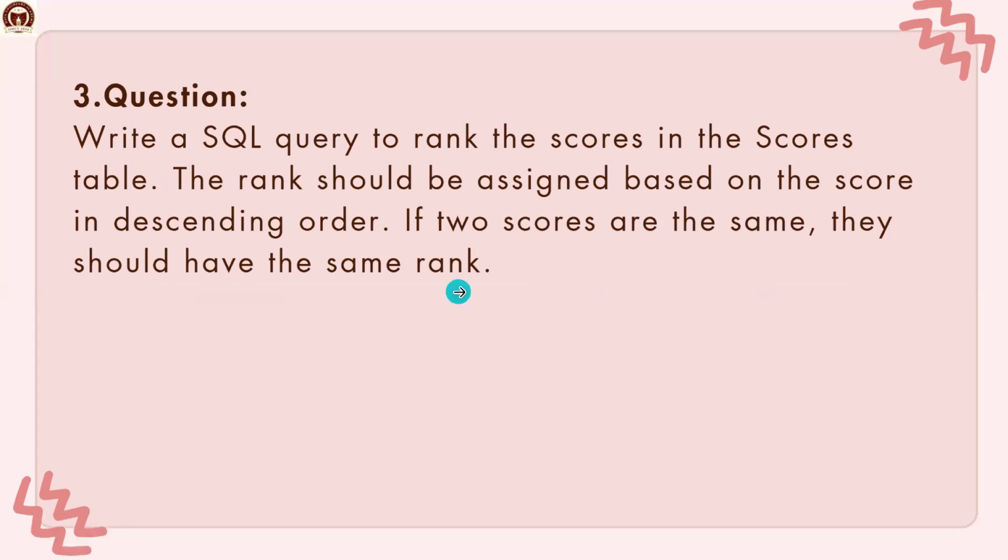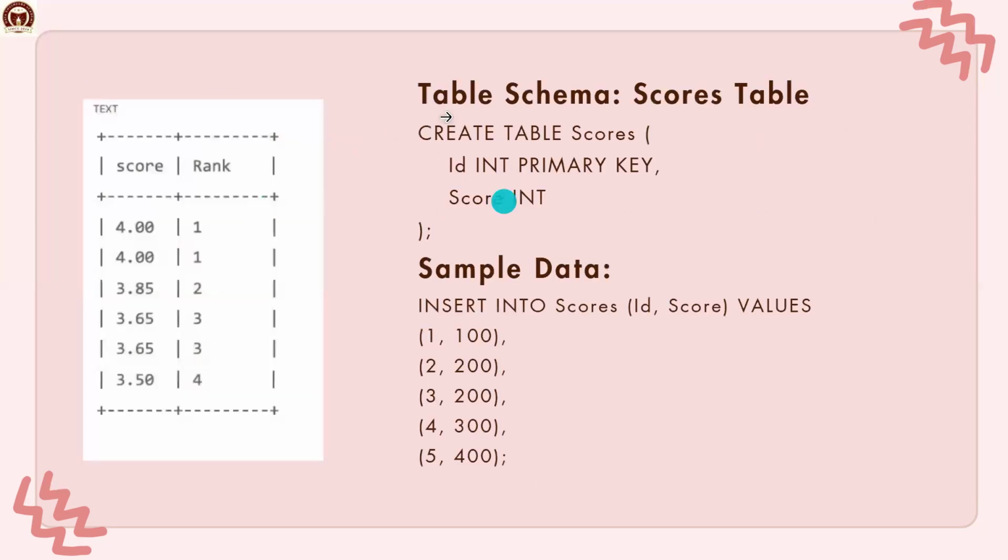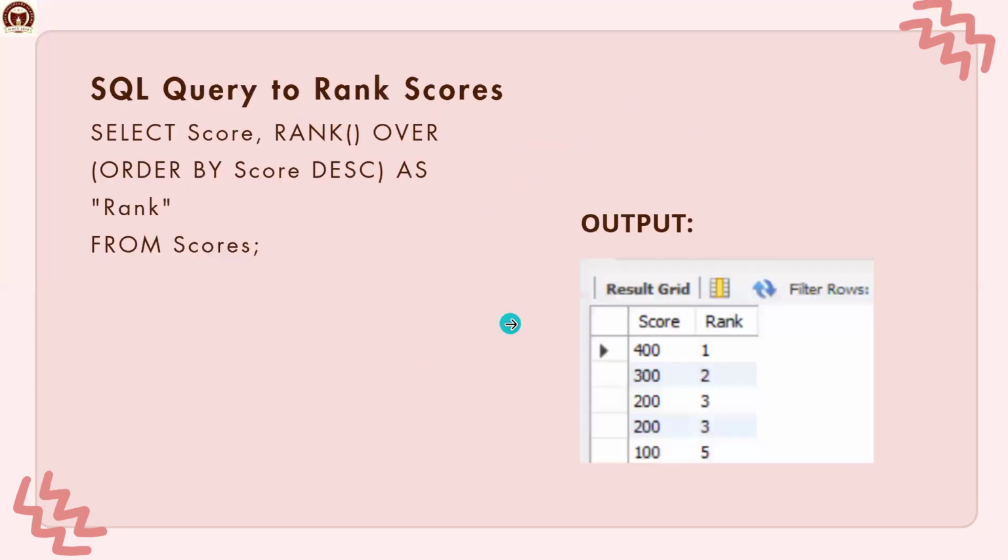And coming to the third question: write a SQL query to rank the scores in the scores table. The rank should be assigned based on the score in descending order. If two scores are the same, they should have the same rank. Here is the table schema for the scores table. Here I created a scores table and inserted some values into it.